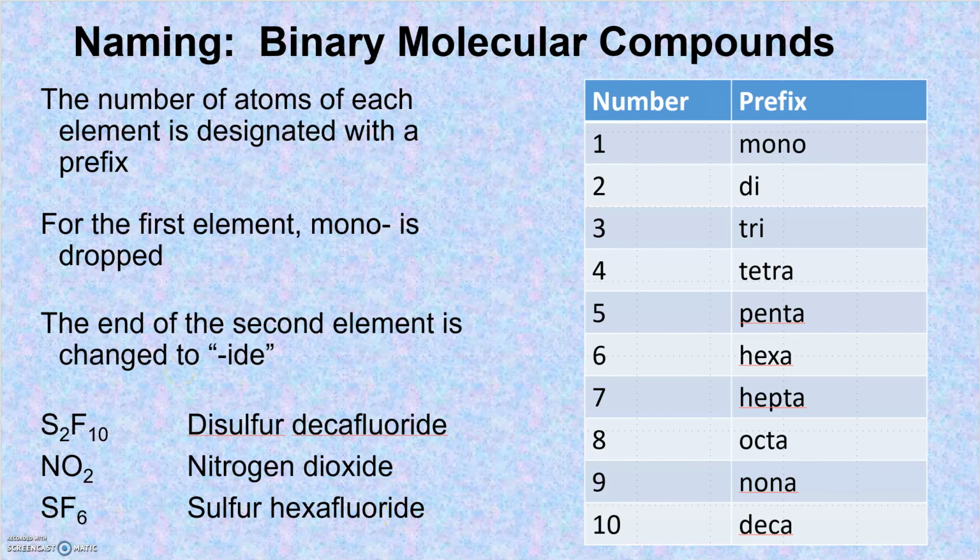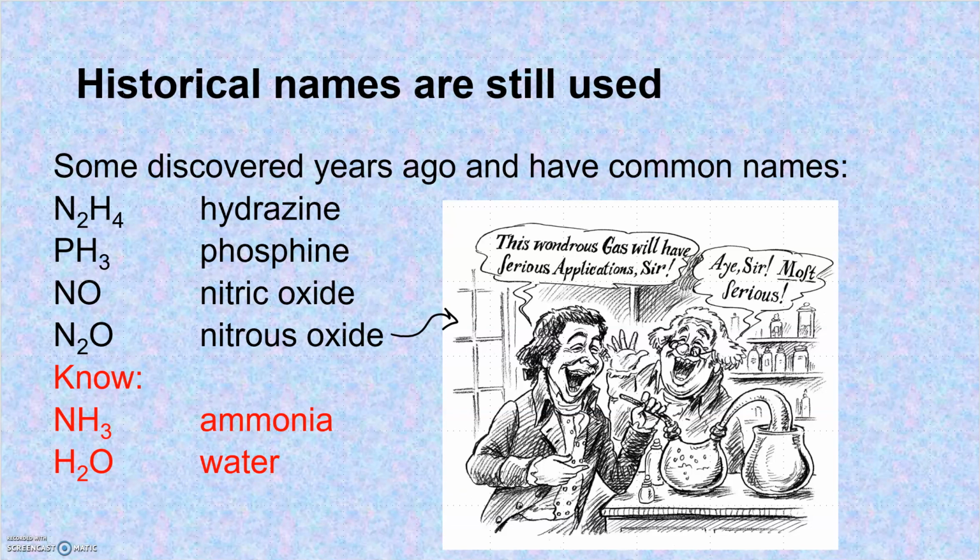There you go. You'll see a lot of historical names or common names. So the first example here is N2H4. We would name this as dinitrogen tetrahydride. But there is a common name, or a historic name, hydrazine, for N2H4.